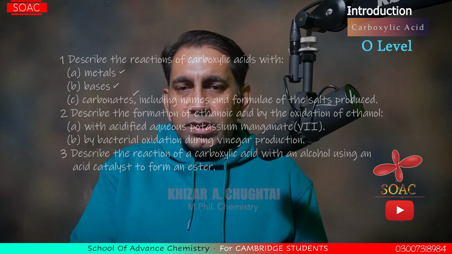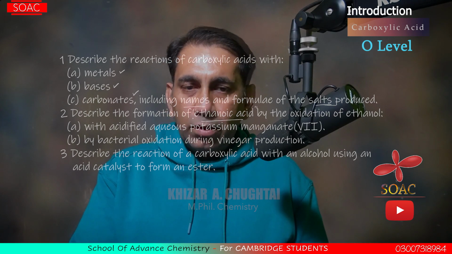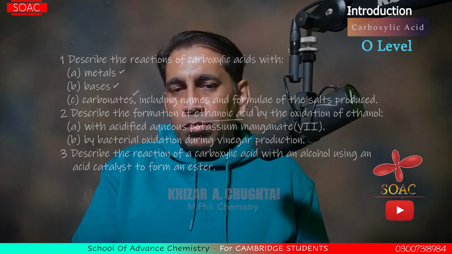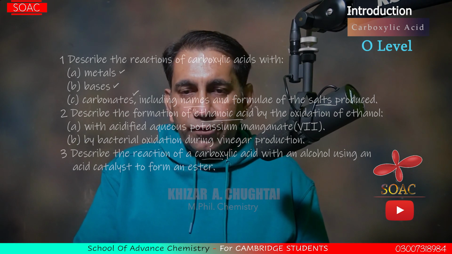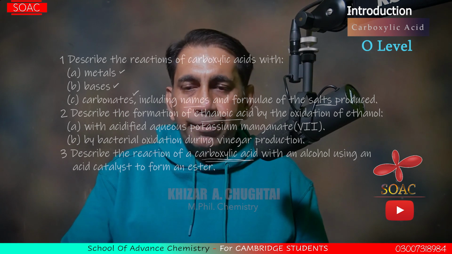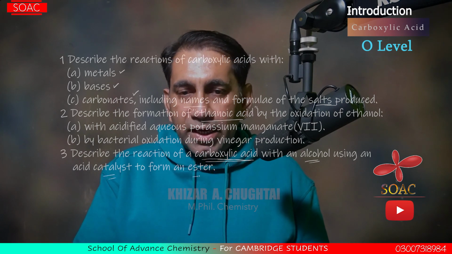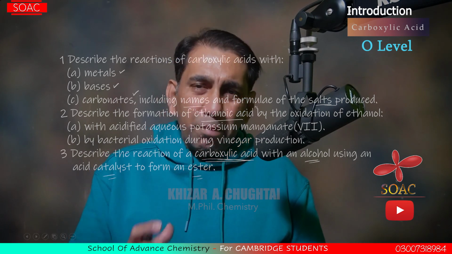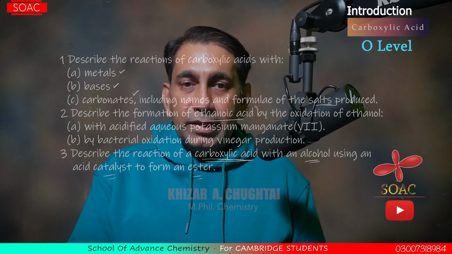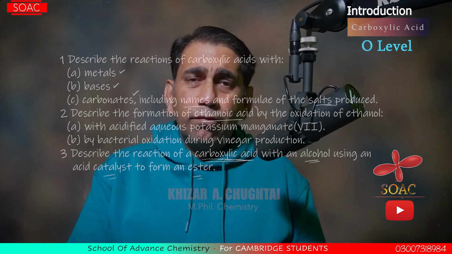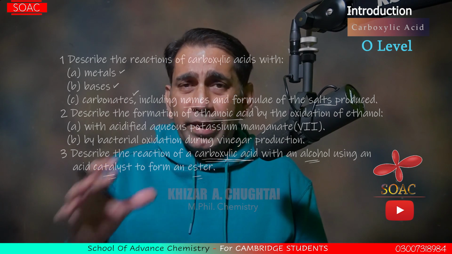Then the main topic is ethanoic acid, how ethanoic acid is prepared from ethanol. Next, what are the basic carboxylic acid reactions? Describe the reaction of carboxylic acid with alcohol in the presence of a catalyst to make esters. So these are the main important points of this chapter. However, we will also discuss the nomenclature of carboxylic acid, and the general structure and formulae of the first four carboxylic acids.